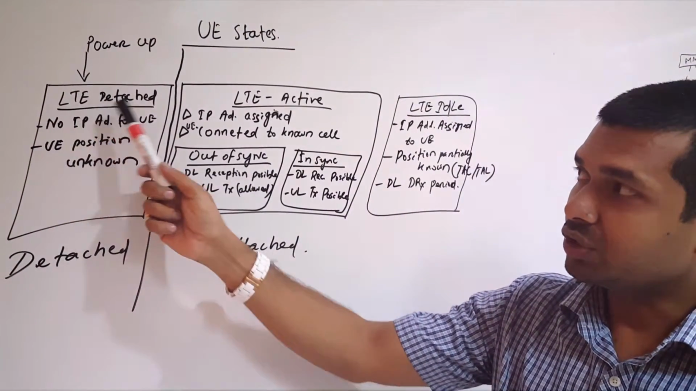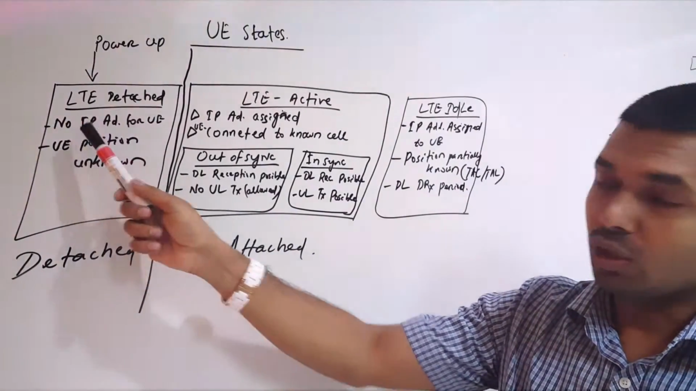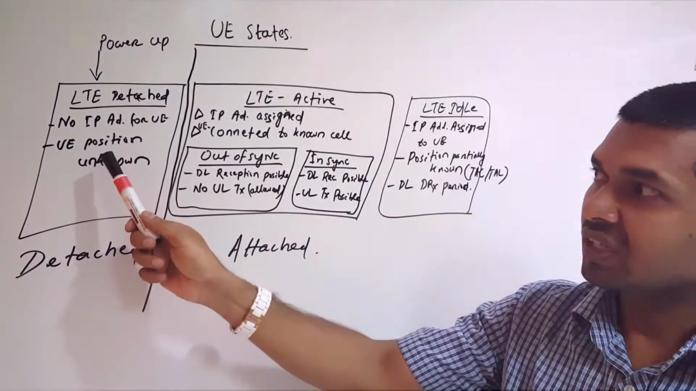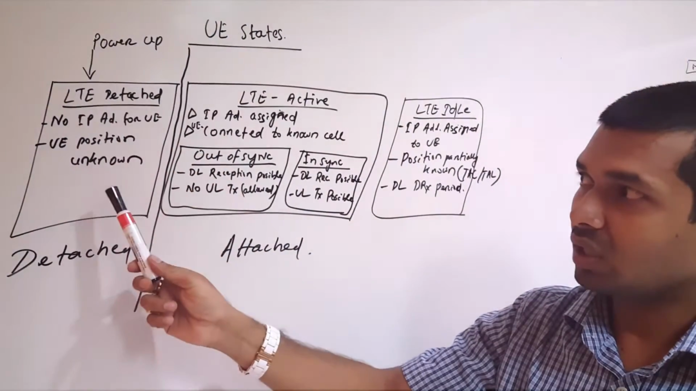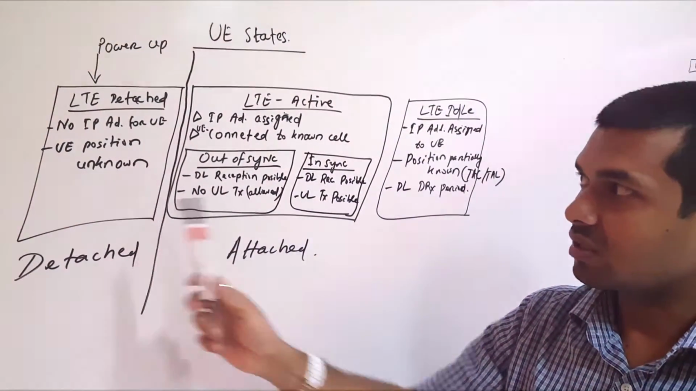In detached, the UE is detached, no IP address has been allocated yet. The UE position is unknown, we really don't know where the UE is. It's just powered on and this is the state.